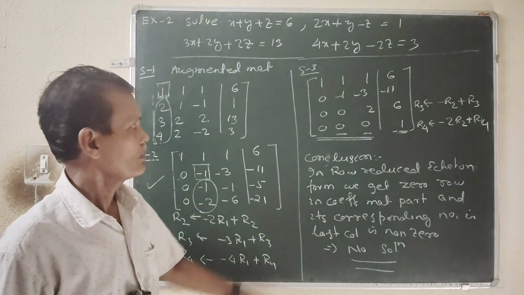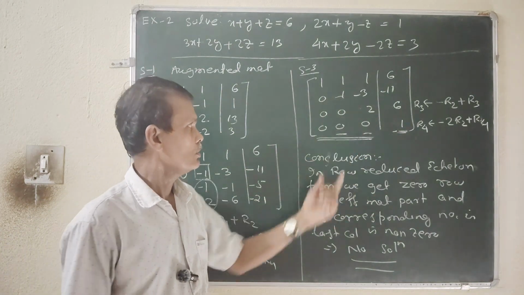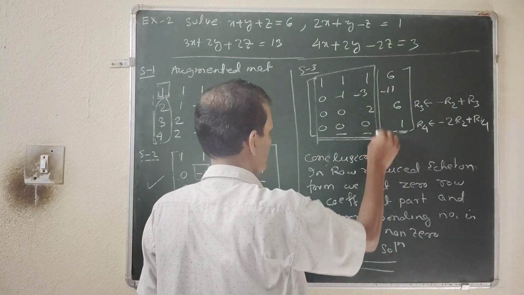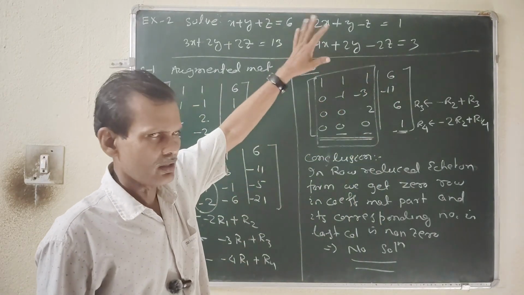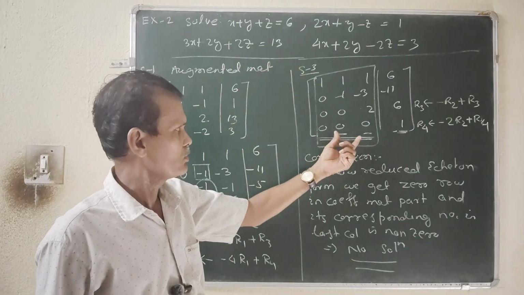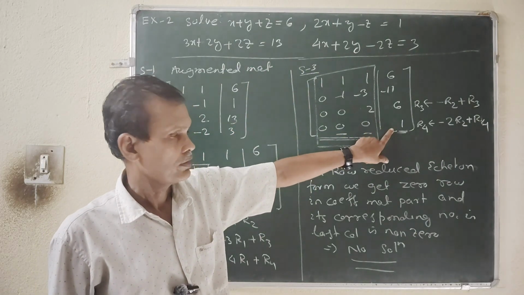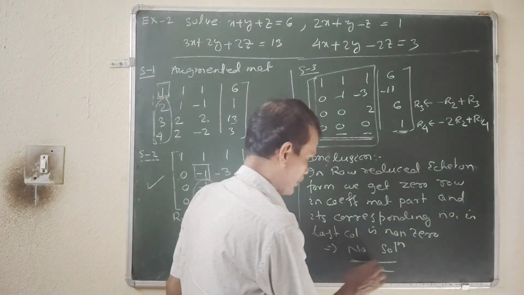Again I am repeating, after simplification, if we are getting a 0 row in the coefficient matrix part, because this is our coefficient matrix part, wherever it may be, if we are getting a 0 row in the coefficient matrix but its corresponding element is non-zero, then the system of equations can have no solutions.